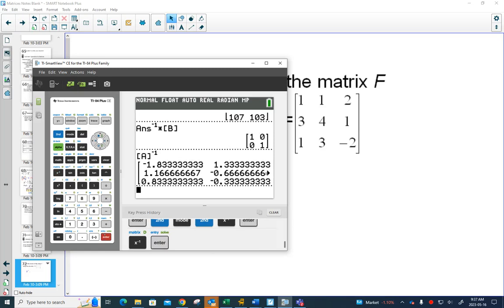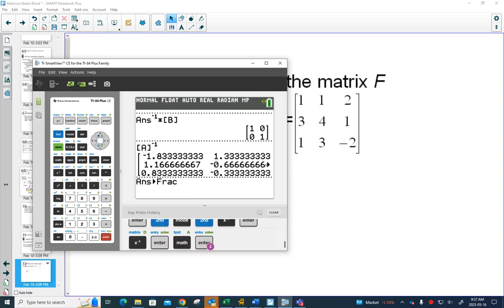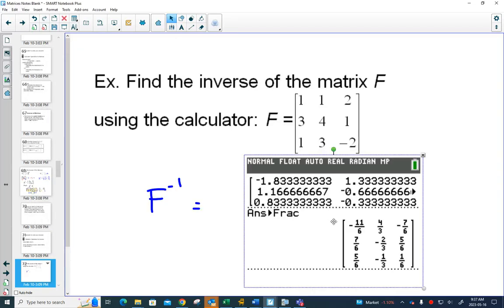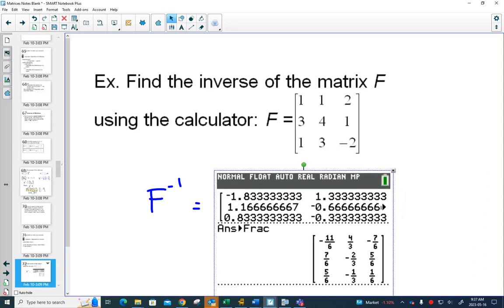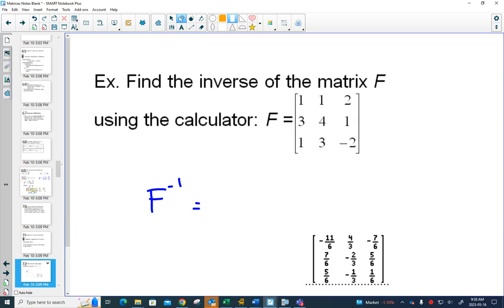And again, it will come up as decimals, but if you hit the math button and number 1, change it to fractions, it'll be much easier to write your final answer: -11.6, 4/3, -7.6, 7/6, -2/3, 5/6, 5/6, -1/3, and 1/6.